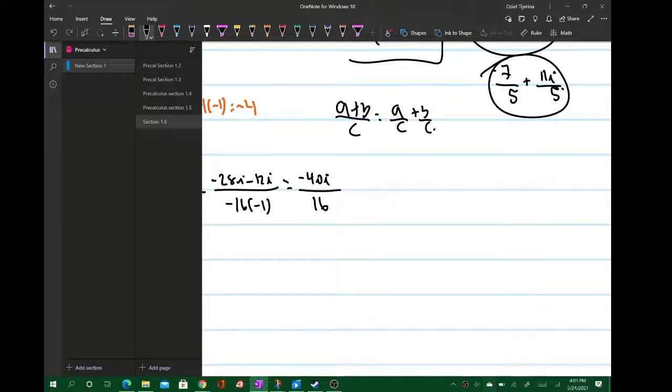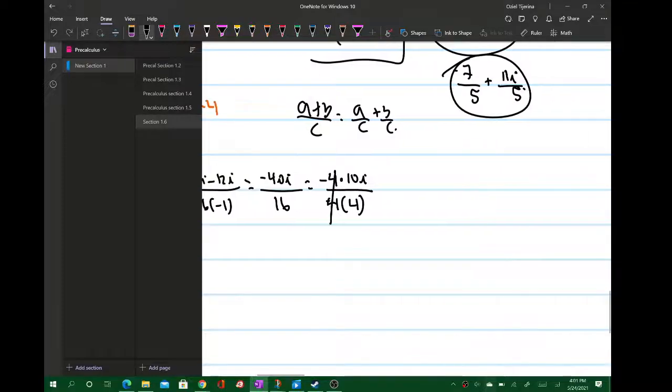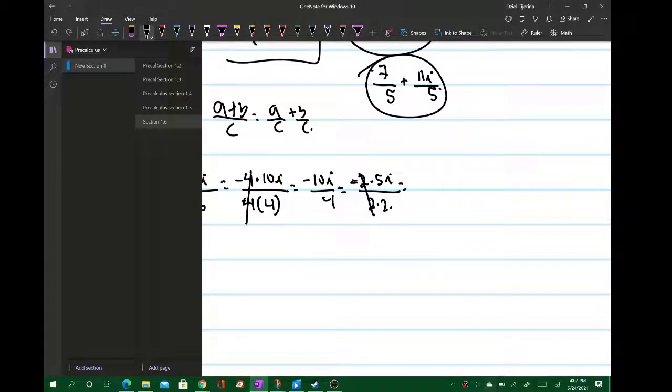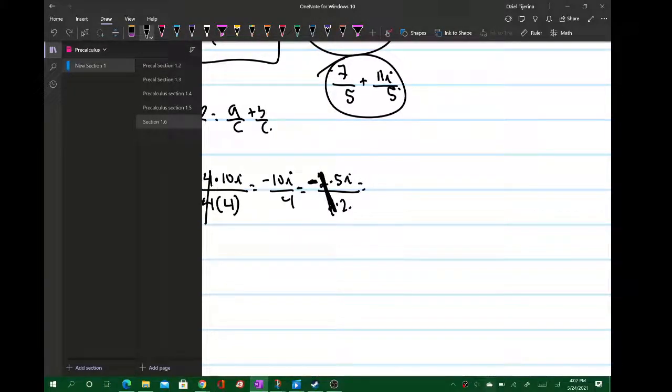16, and I can simplify this fraction by saying that negative 40i is really just negative 4 times 10i over 4 times 4. This cancels out, so I get negative 10i over 4. I can simplify that one more time, so I can say negative 2 times 5i over 2 times 2. This cancels out, so then my answer, and remember to include the negative, because it's just the positive 2 that cancels out. So I can say negative 5i over 2, right?